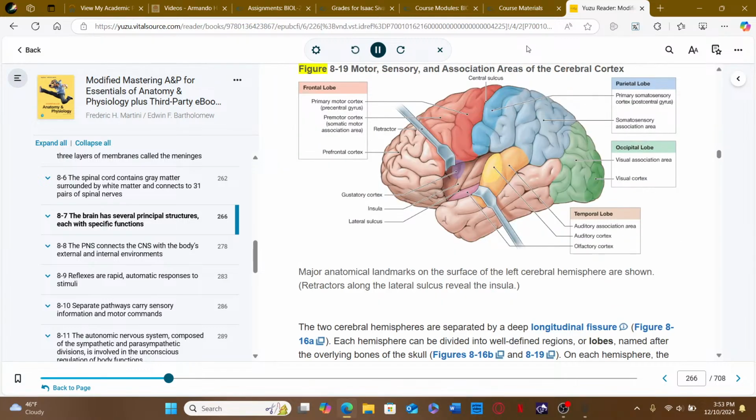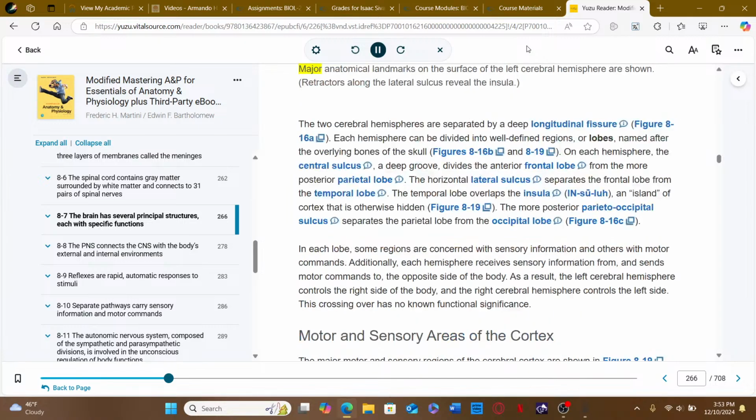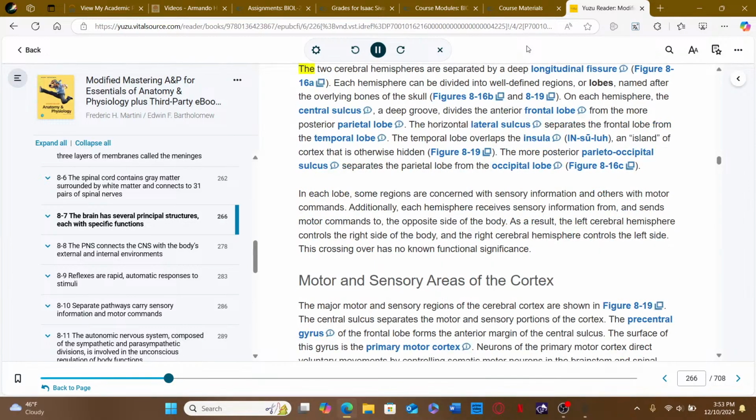Figure 8-19: Motor, sensory, and association areas of the cerebral cortex. The surface of the left cerebral hemisphere shows the associated areas of motor and sensory regions. Major anatomical landmarks on the surface of the left cerebral hemisphere are shown. Retractors along the lateral sulcus reveal the insula. Figure 8-19 full alternative text.